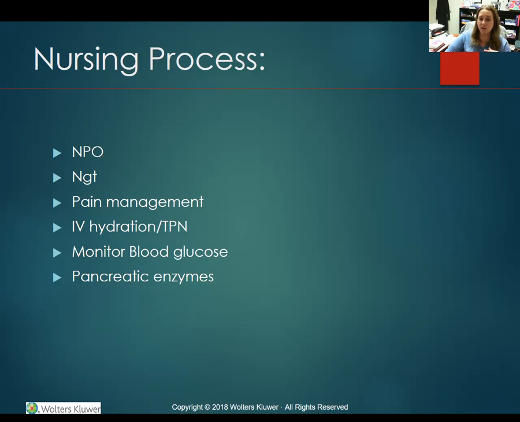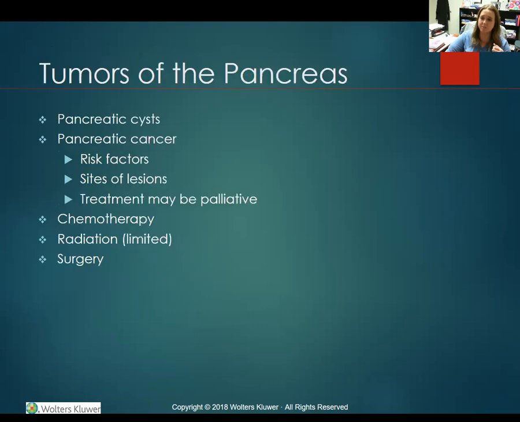If this is a chronic condition, then they may need replacement of those pancreatic enzymes, and those are given with meals to help digest. Diet, we want to teach them to obviously avoid alcohol, abstain from alcohol if possible, greasy, fatty foods, low fat, bland diet, small meals, high protein. So they need to be on.